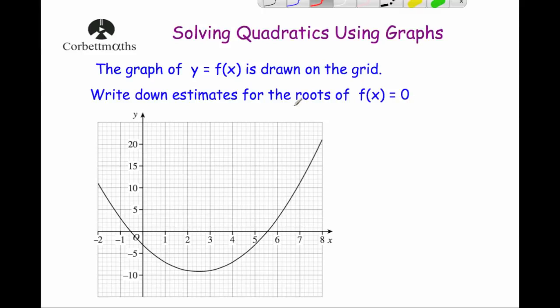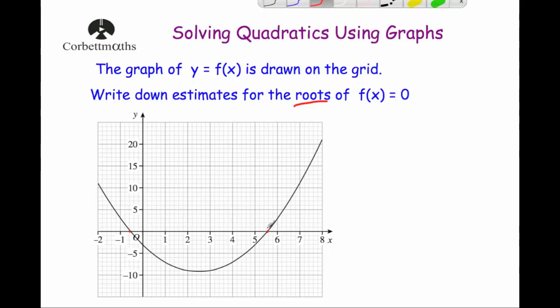So roots might be a new word for you. It just means the solutions, the answers. Okay, so we're trying to get estimates for the answers of f of x equals 0. And again, we've got f of x, we've got f of x. We don't need to know what it is, but we know that it equals 0. In other words, we're trying to find when the height is 0, y is 0. In other words, where it crosses the x-axis. So that's going to be here, and it's going to be here.